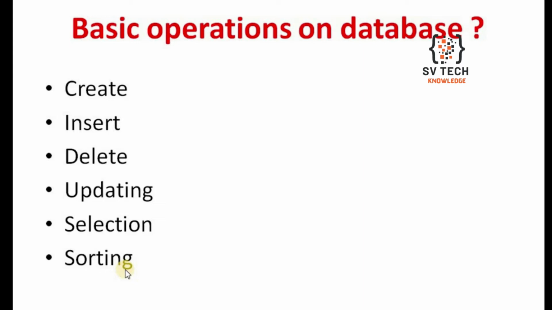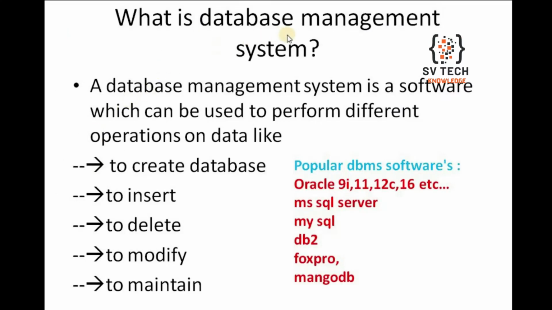Sorting. Sorting the data means we are arranging the data in our required format, that is ascending or descending, like that. Next, what is a database management system? The database management system is software which can be used to perform different operations on data, like to create a database, to insert, to delete, to modify, and to maintain. These basic operations are performed on a database by using a database management system.